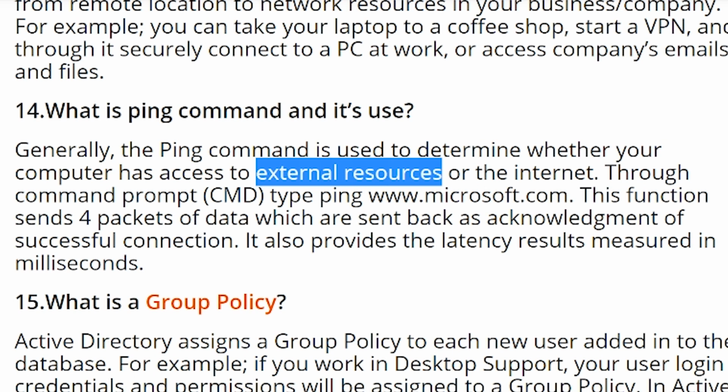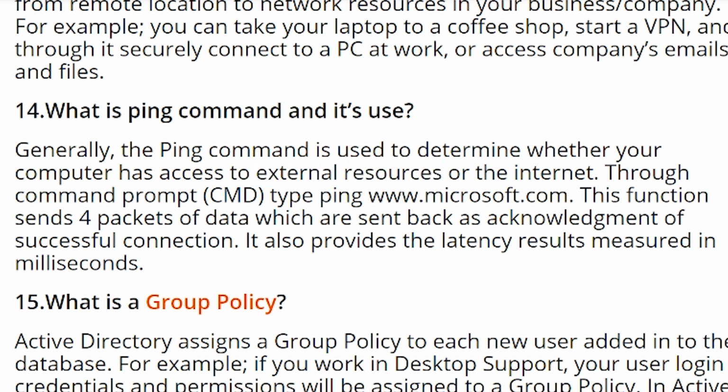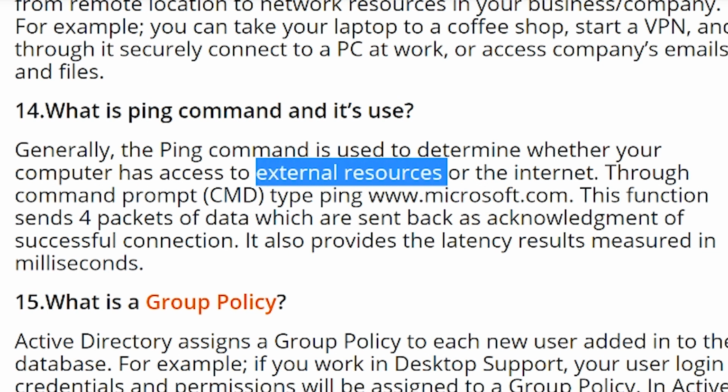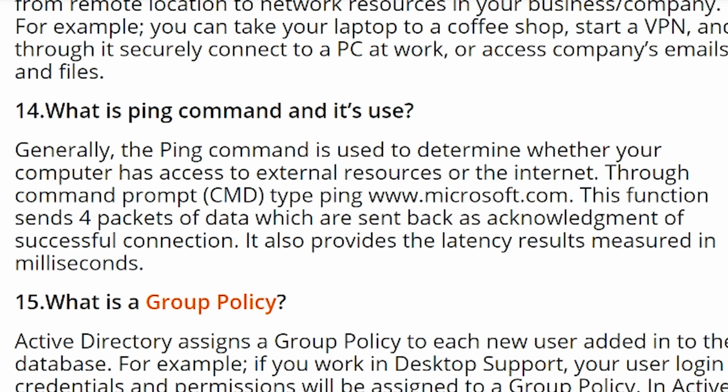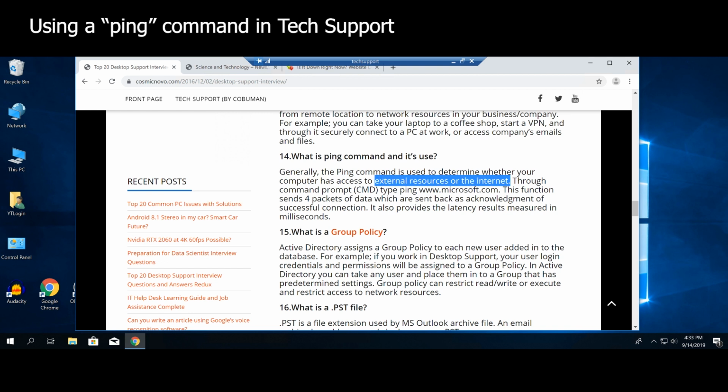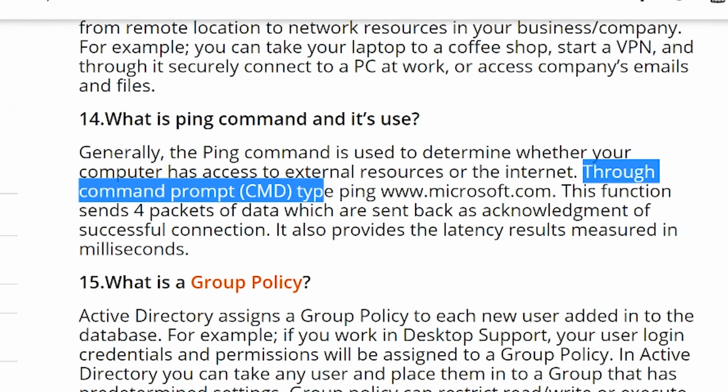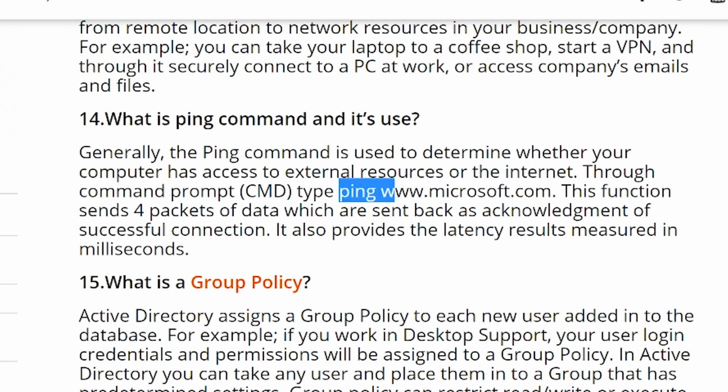Let's say you're using a desktop PC at work or a laptop, and you're trying to access an external resource like a shared drive or a server or a website, whether it's internal or external, and you can't connect to it, or there's an issue with latency or lag of some sort, it's running slow. That's how the ping command would be used. All these things are considered external resources, something that your computer connects to over the network. Now through command prompt, CMD, you can type in, for example, ping www.microsoft.com. This is an example of a ping command.